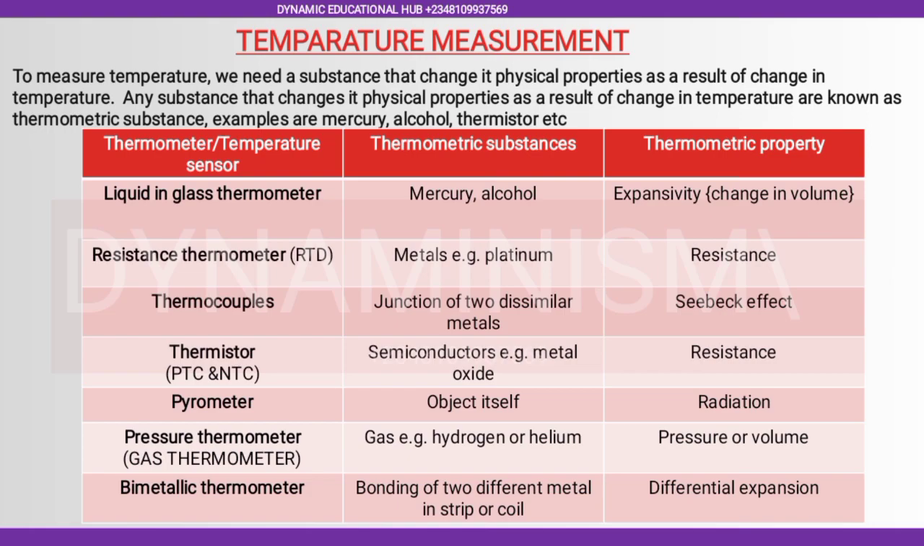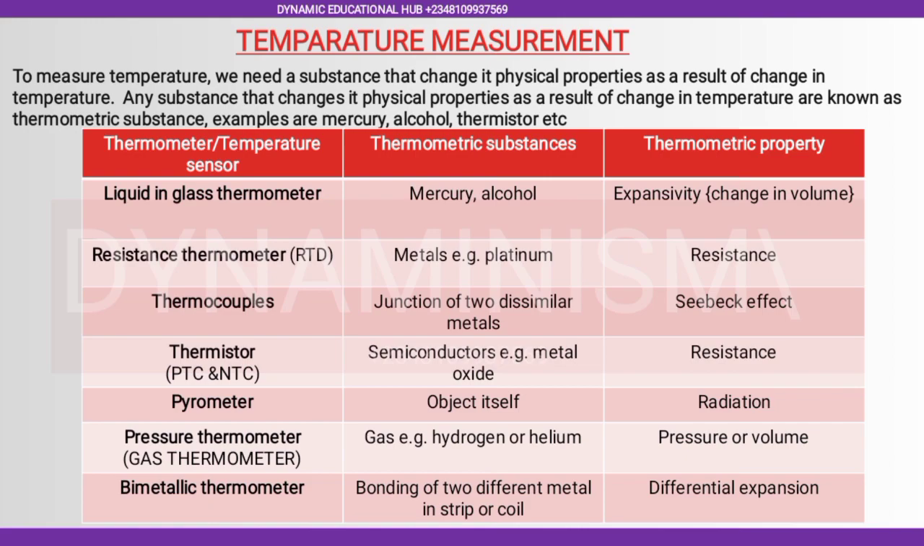Now to measure temperature, we need a substance that changes its physical properties as a result of change in temperature. Any substance that changes its physical properties as a result of change in temperature is known as a thermometric substance. Examples are mercury, alcohol, thermistor, and the likes. Let me quickly explain.